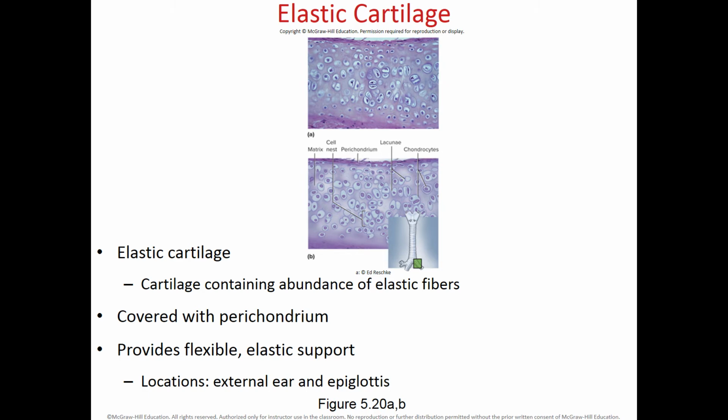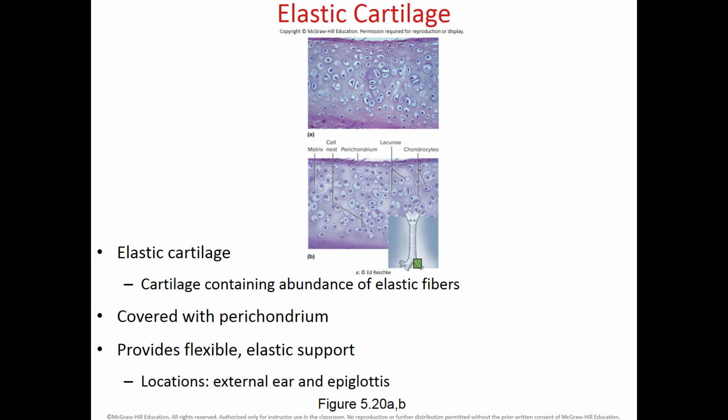Now, elastic cartilage has an abundance of elastic fibers, and it is covered by perichondrium, as you can see here. And it also has the chondrocytes, the lacunae, and the matrix, and these elastic fibers help to provide support to tissues and organs that allows them to maintain a specific shape, but at some point be able to stretch or flex. So it provides flexibility and elastic support.